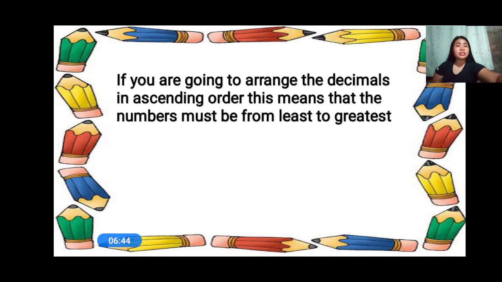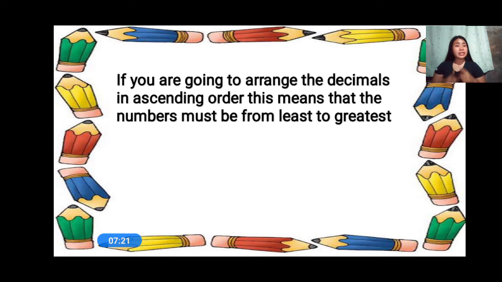In arranging decimals, if you are going to arrange the decimals in ascending order, this means that the numbers must be least to greatest. When we say ascending, meaning it is increasing. Again, if you are going to arrange decimals in ascending order, the numbers must be from least to greatest. Do you understand?